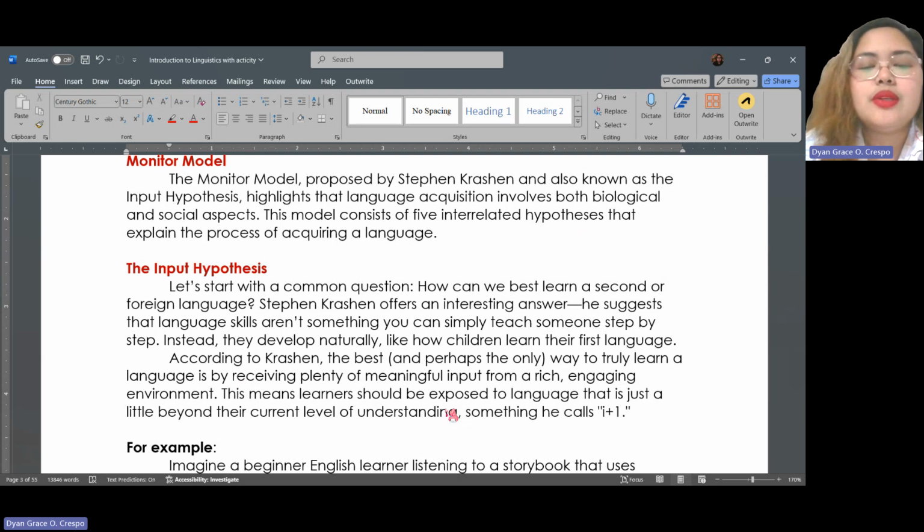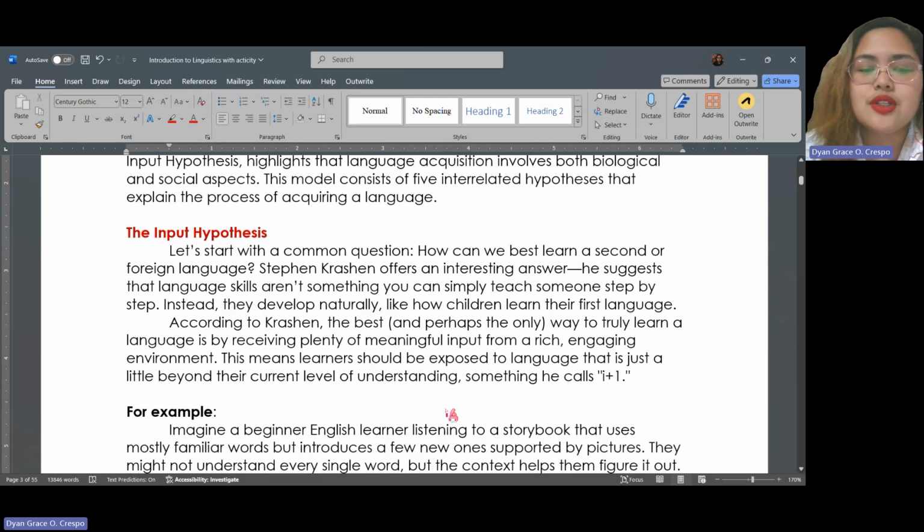Let's start with a common question. How can we best learn a second language or foreign language? According to Stephen Krashen, he offers an interesting answer. He suggests that language skills aren't something you can simply teach someone step by step. Instead, it should be developed naturally, like how children learn the first language. According to Krashen, the best and perhaps the only way to truly learn a language is by receiving plenty of meaningful input from a rich, engaging environment.